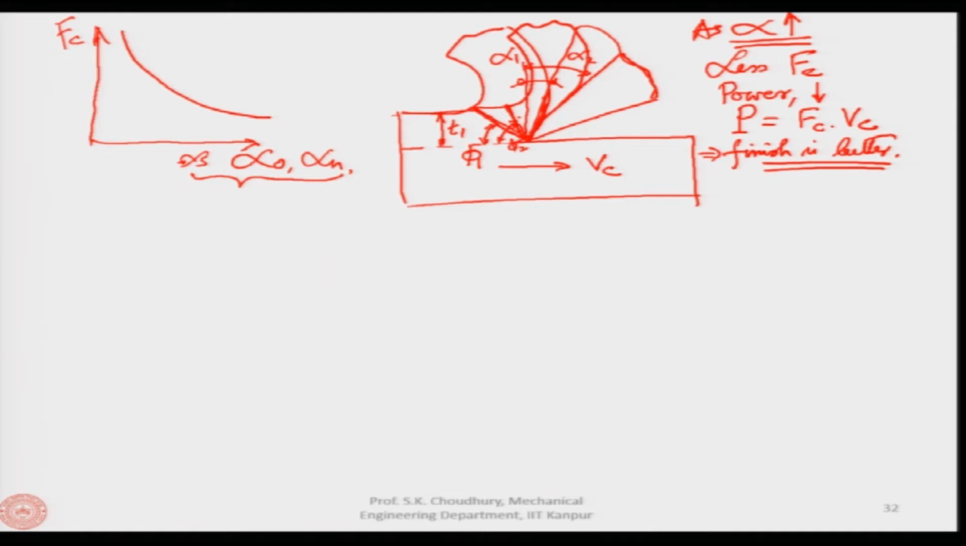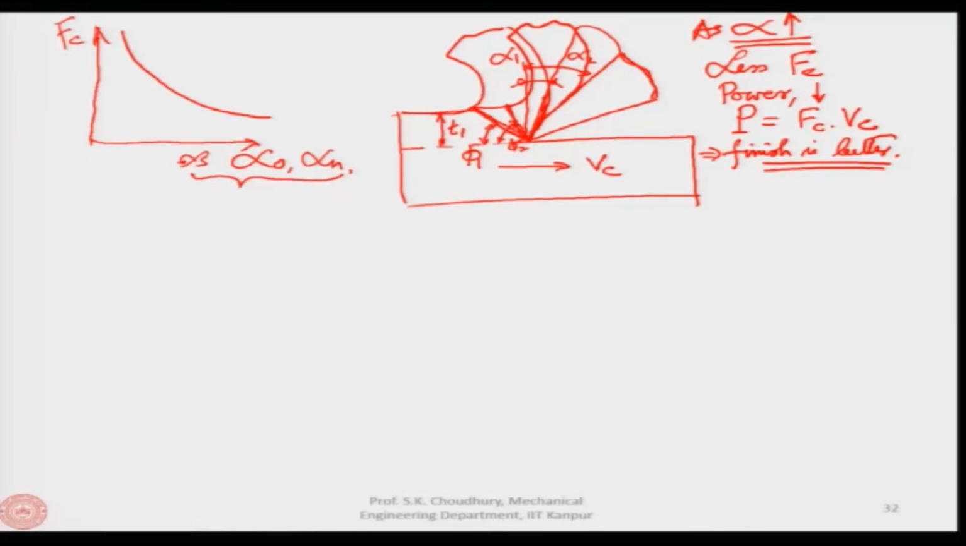And this is the physics behind it: as alpha increases, the shear plane length decreases, so less force will be required to remove the material with the shorter shear plane length. The force requirement will be less, as well as the power. Power is given by the product of Fc and the cutting velocity, which is Vc.